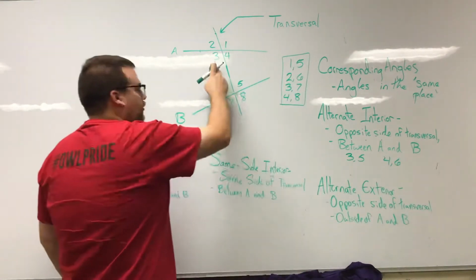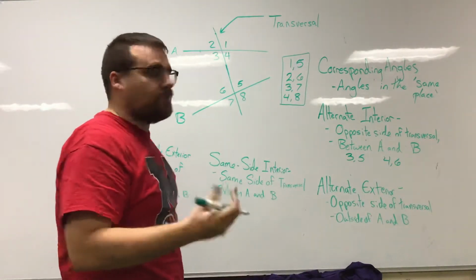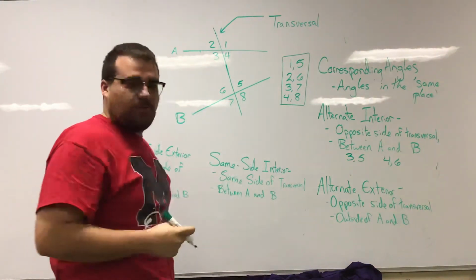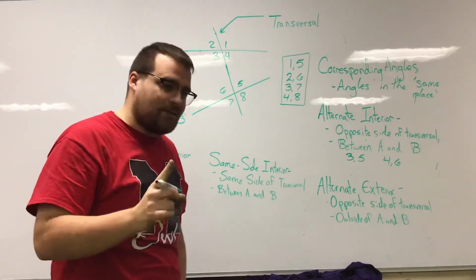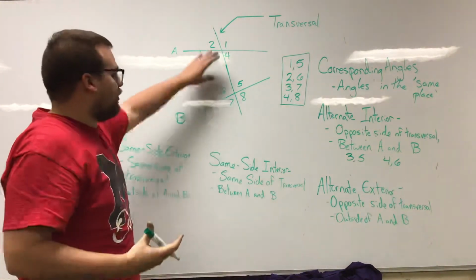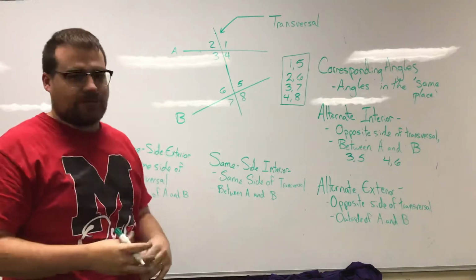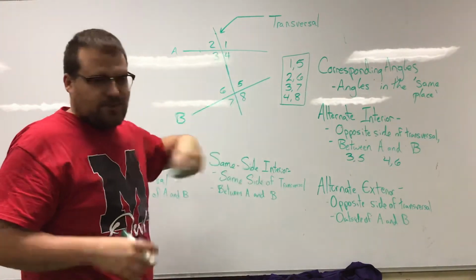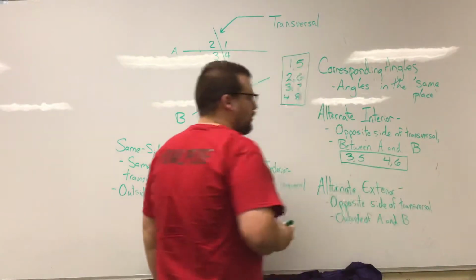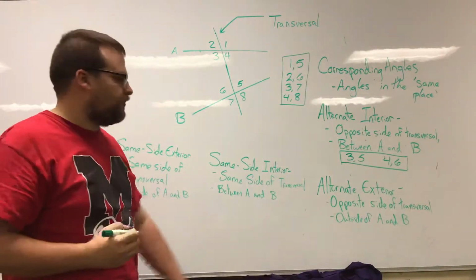Now, would 3 and 4 work? They are on opposite sides. They are both between the lines, but all of these terms, again, relate angles in our first intersection to our second intersection. These are in the same intersection, so that's why those don't count. But these are our alternate interior angles.